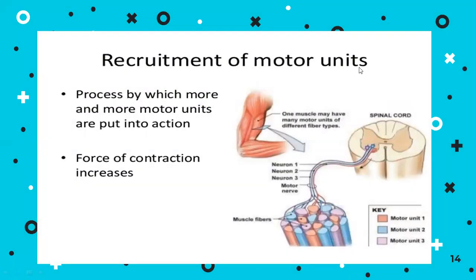The recruitment of motor unit. How does recruitment or initiation of the impulse take place? It is a process by which more and more motor units are put into action and force of contraction increases. So one muscle may have many motor units and of different fiber types.